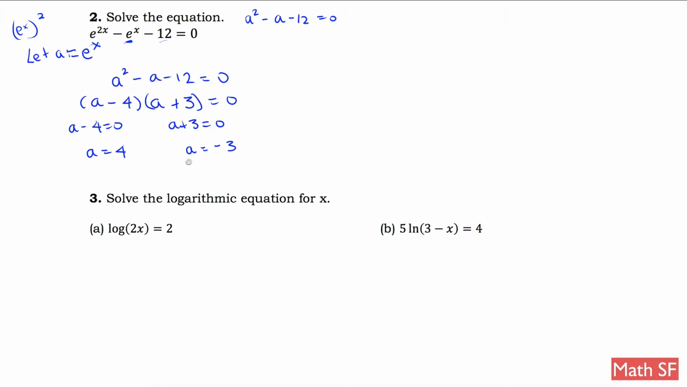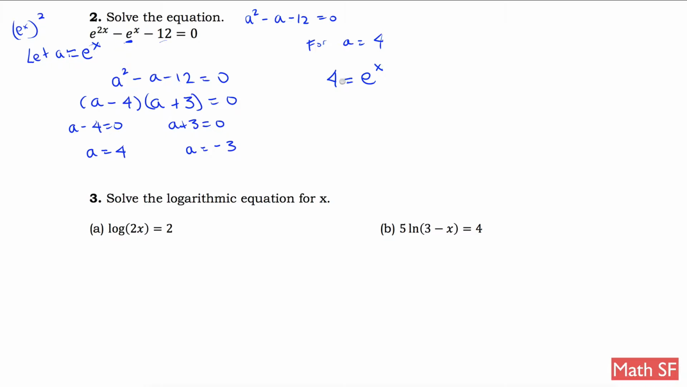However, we're not looking for a. The question is solve for x, solve the given equation. So we have to go back to substitution. Now we have to say, well, for a equals 4, we will get 4 equals e to the x, and we start solving this as we have done previously.